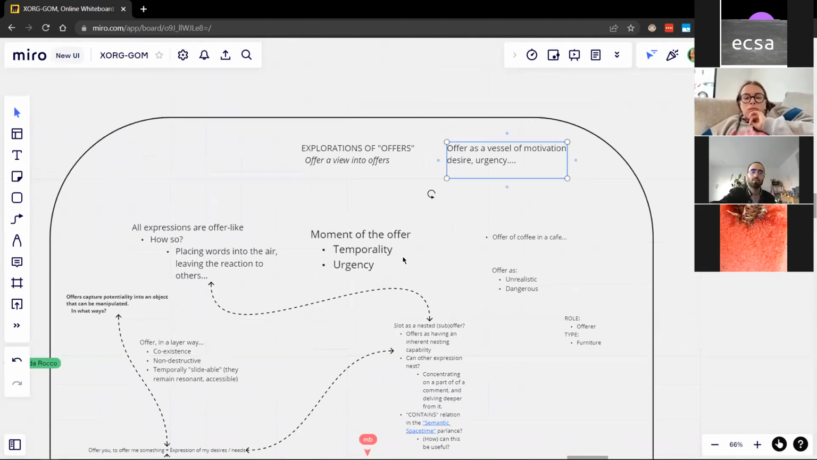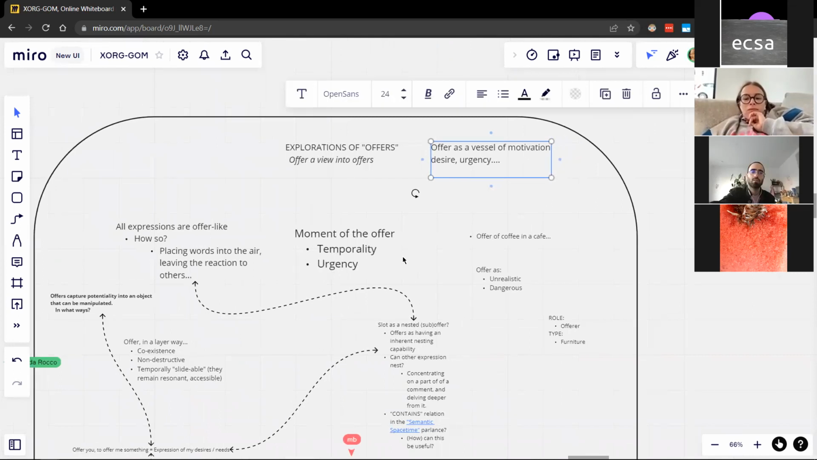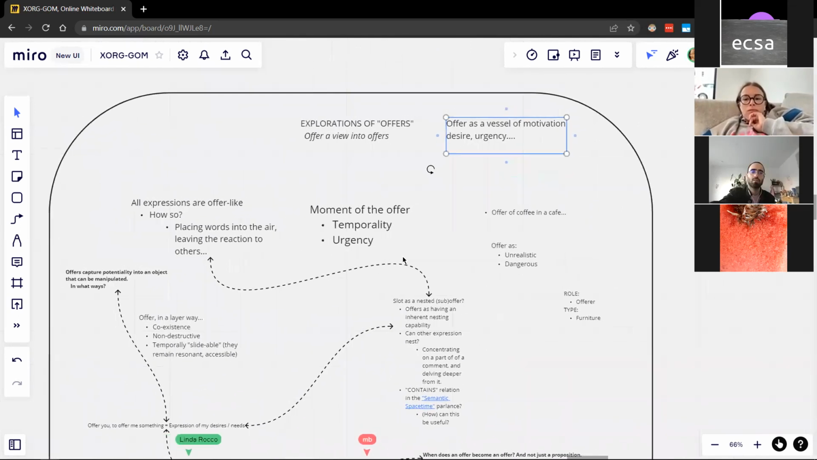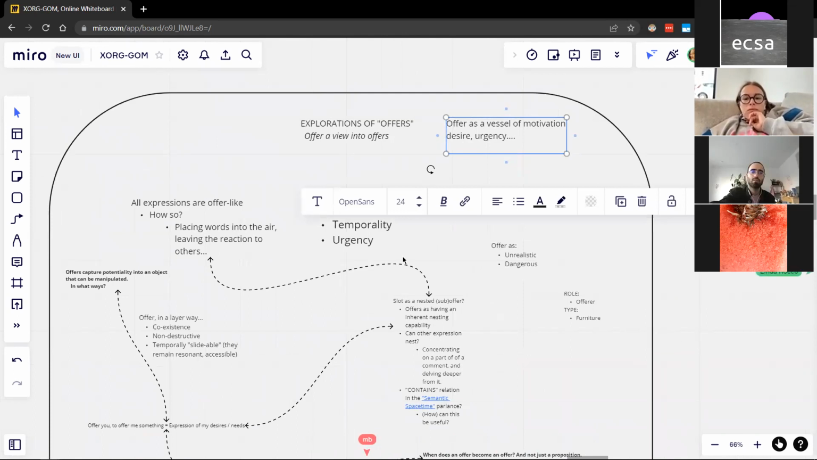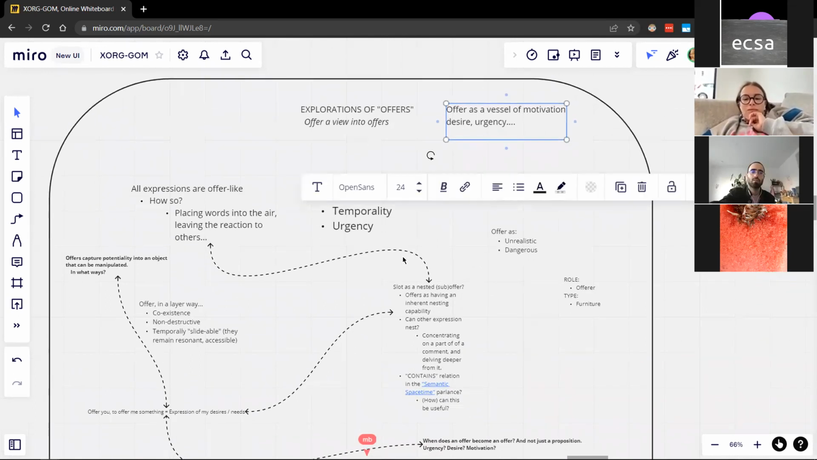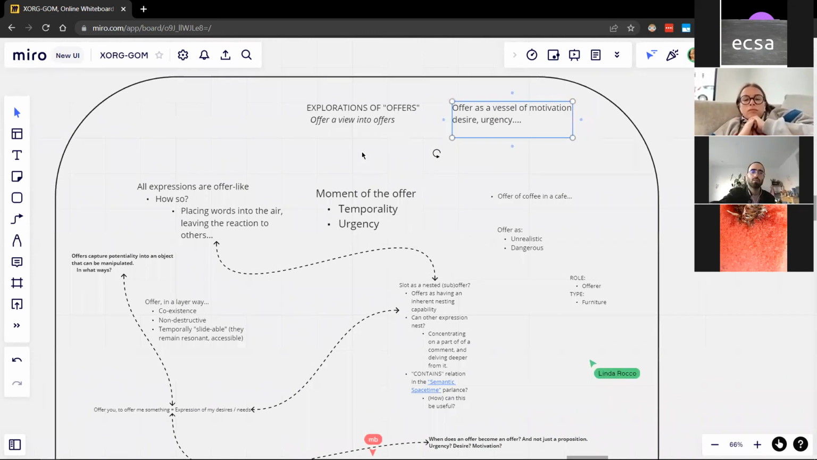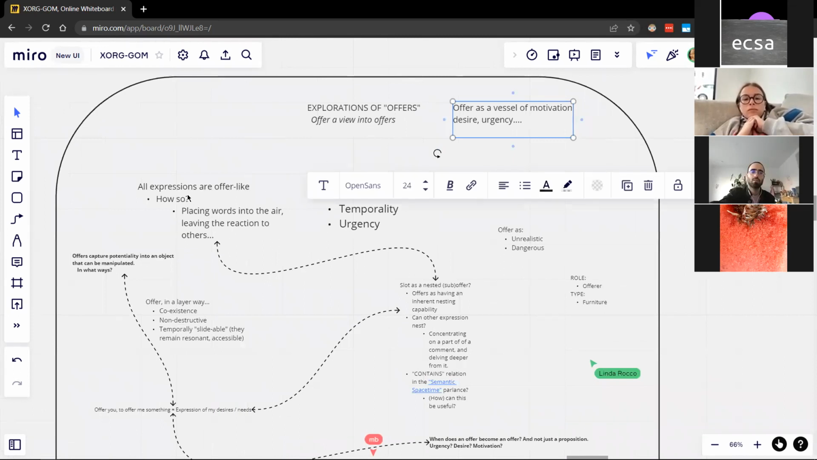But if I play now as a player coming to this board or room, or maybe both, having both lenses on, the red and the green lens, I'm looking at this and it is actually doing what it was thought to do, which is exploding the offer. In a way, the offer, a view into offers, is almost an answer to this: all expressions are offer-like. How so? This is an expression, but it's an offer as well. It's not the answer, but it's an answer.